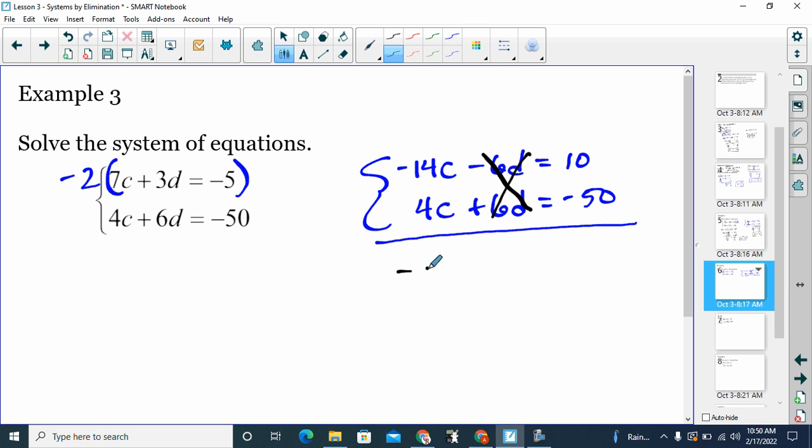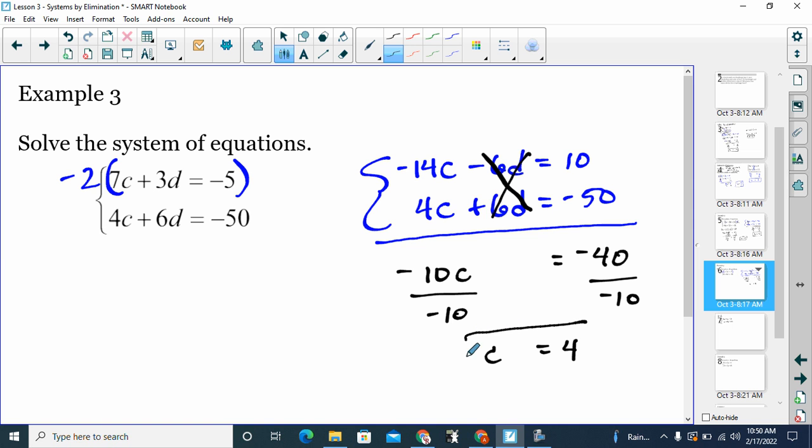-14c plus 4c is -10c. 10 minus 50 gives me -40. Divide both sides by -10, giving me c equals 4. Once I have c equals 4, I go back to either one of the original equations, doesn't matter which one. Plug in 4 for your c and solve for d.